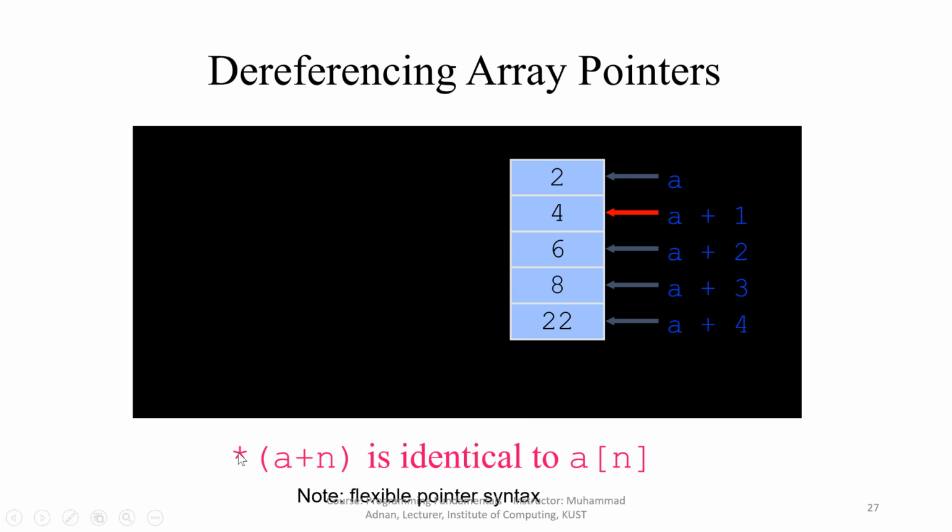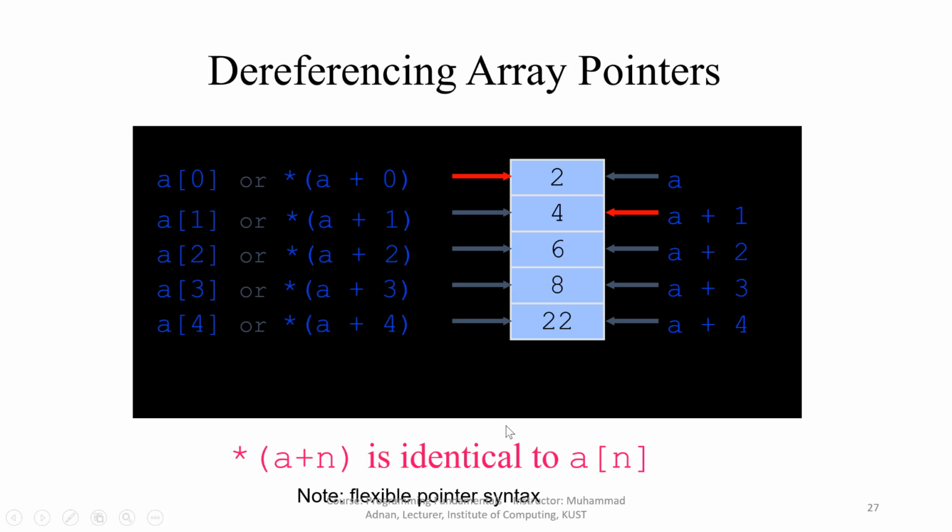Okay, we can use this dereferencing operator, like we can write a plus n is identical to a of n. So a of 0, you can write a of 0 or star a plus 0, a of 1 or star a plus 1. So this is how you dereference. This means go to the address which a is holding and add one more to that address, and whatever is stored at that location, print that value, or whatever you are doing with that value, you can do it.